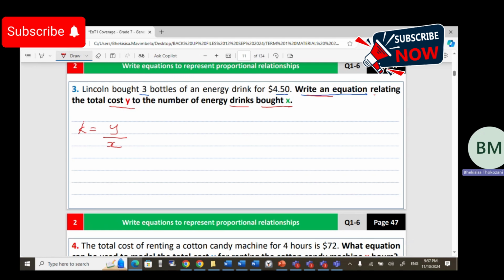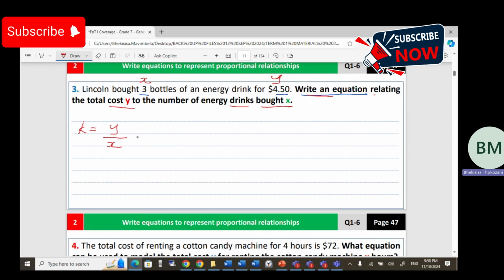So which is my Y here? My Y is the cost. Remember, they told us the Y is cost. So this is my Y here. And my X is my bottles, or rather these energy drinks. So this is my X. They already told me on the statement. So that's why I'm writing that.